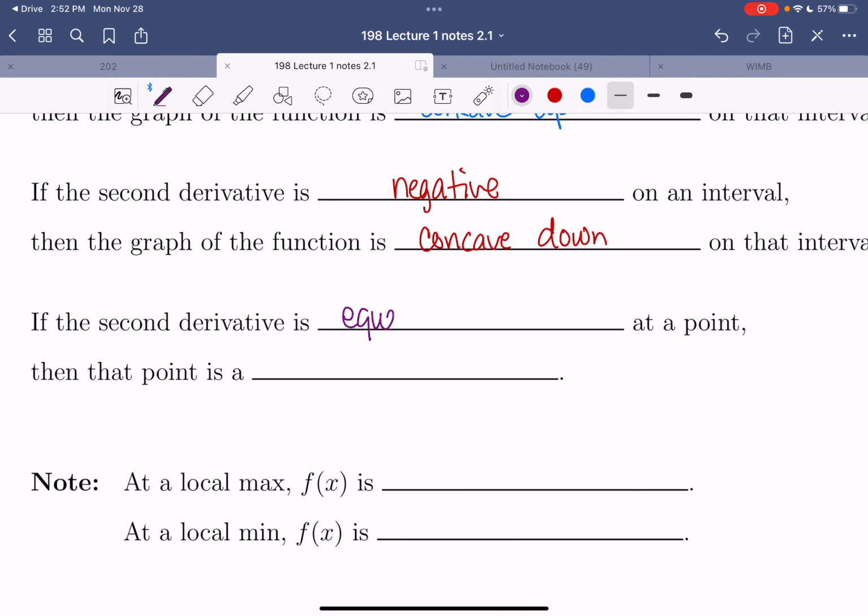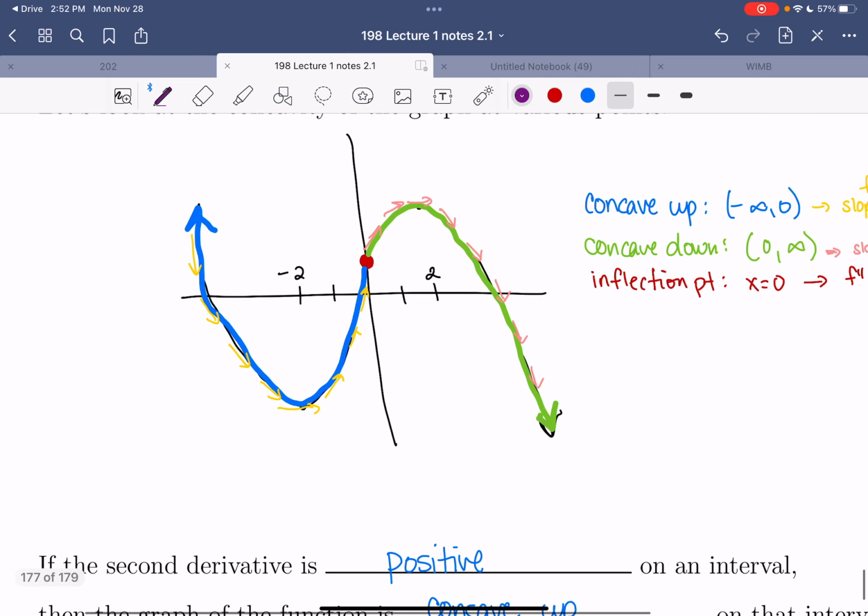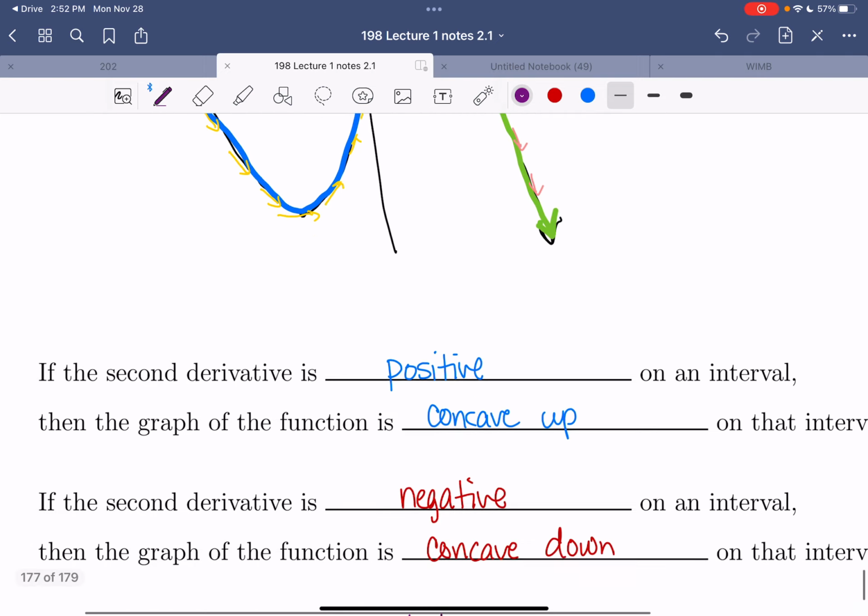is equal to 0, then that point is what we're going to call a possible inflection point. Just like we said with our maxes and mins, we weren't sure. Same thing happens for our inflection points. It's possible until I prove that it is. Okay. Now, keep in mind here, at our local max, up top here in the green, it's concave down.